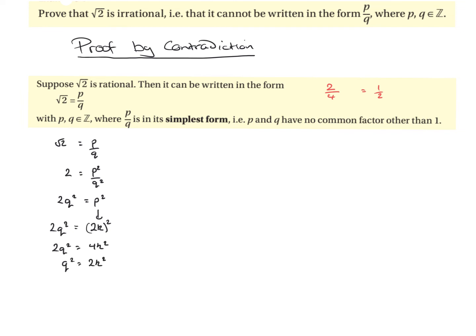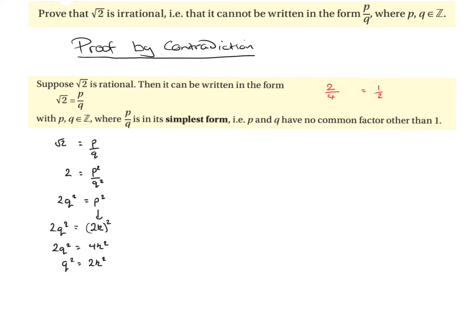Now from here we can see that 2 is a factor of p squared, which means it's also a factor of p. And likewise here, 2 is a factor of q squared, which is also a factor of q. That means that what we have is a shared factor of 2, which means that our initial assumption at the beginning that we could write it as p over q is not true, and therefore this is not rational and is therefore irrational.